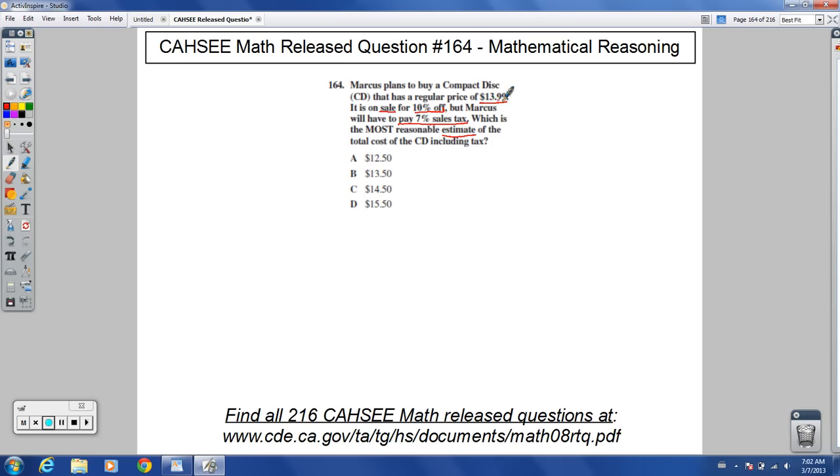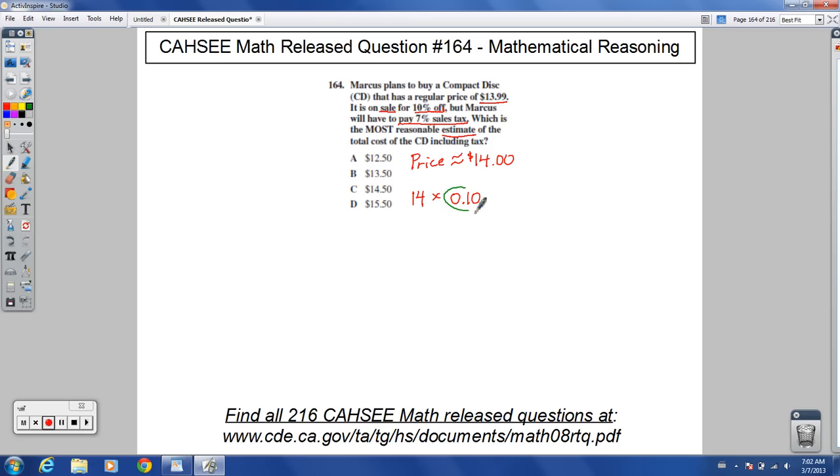$13.99, I would much rather deal with $14 than $13.99, and it's really, really close to that. So let's say that the price is approximately $14. That's the price to start. And we're going to have a sale of 10% off. So 14 times 10%, that's the same as 0.10. Let's make a little note of that off to the side.